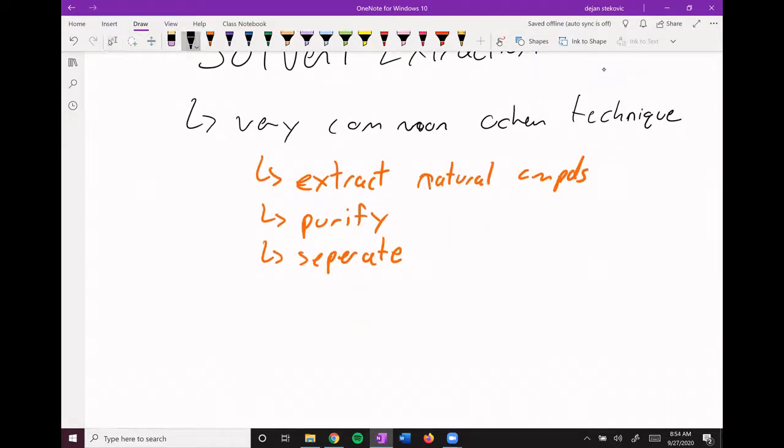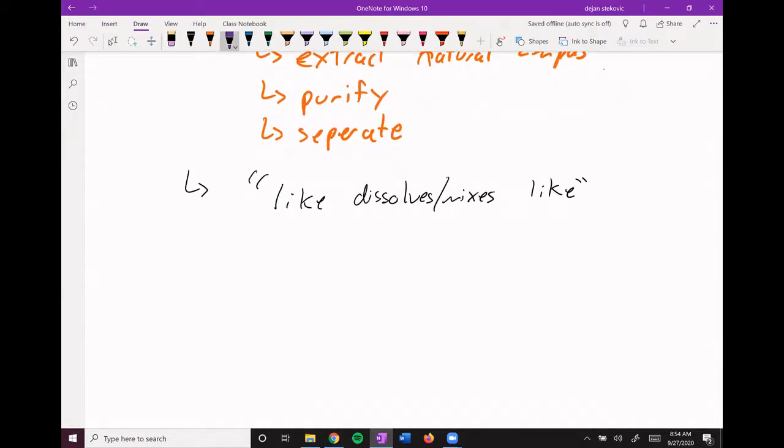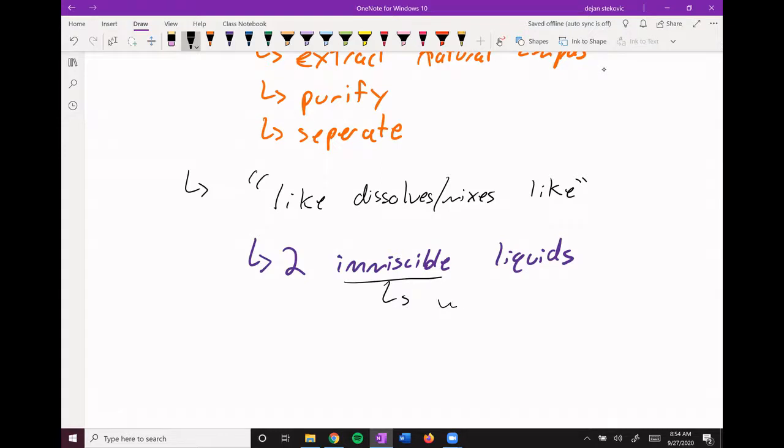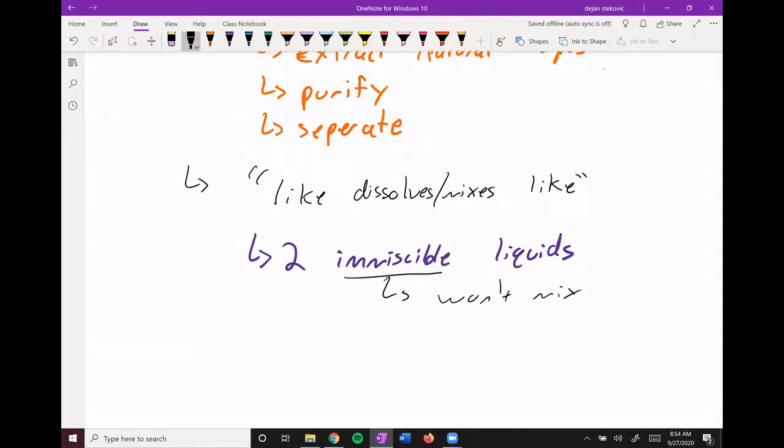And all these solvent extractions basically work on the principle of like dissolves like. We'll go with like dissolves/mixes like. And so in order to do a solvent extraction, the first thing we need is two immiscible liquids. And remember that the word immiscible means that they won't mix. So they've got different chemical properties, different intermolecular forces. They are not like, and so they will not mix.